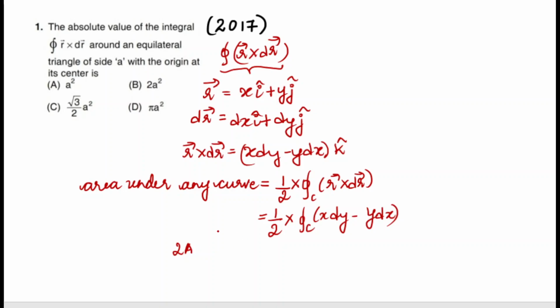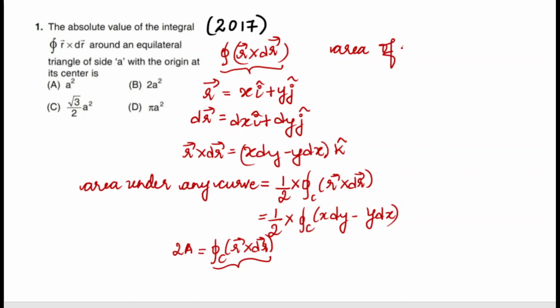Now 2 times the area, on cross multiplying, we get the closed integral of r vector cross dr vector. Now what I want is the value for this. It is nothing but 2 times the area under the curve, and here our curve is the equilateral triangle. Now what is the area of the equilateral triangle?